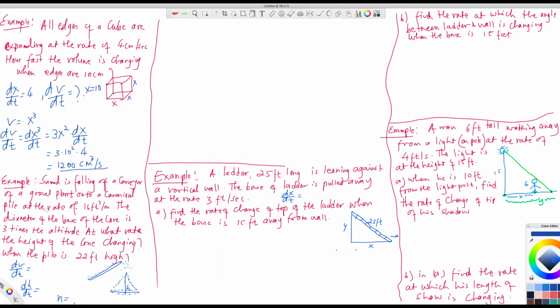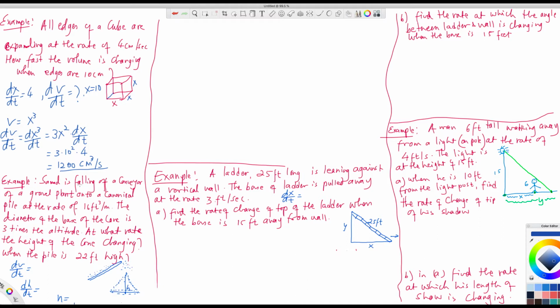Okay, let us do another example. The second example on this page is, sand is falling off a conveyor. This is a conveyor machine. It is rotating and picking up the sand here, and then it will drop the sand here, and the sand is making a cone shape.